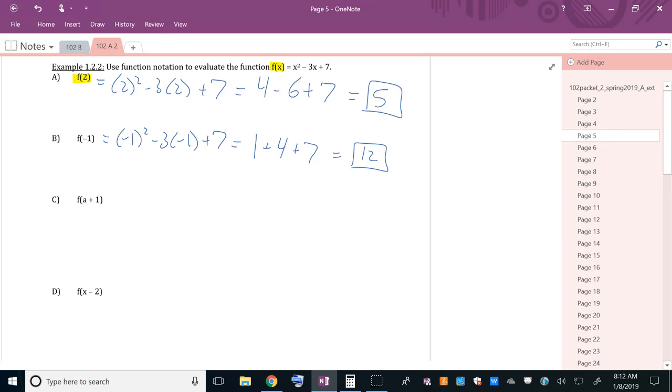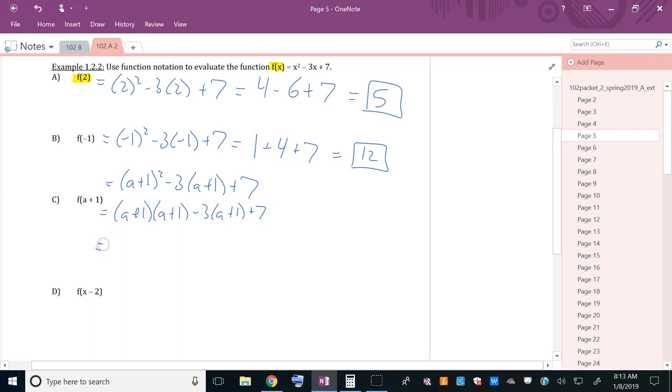Alright, continuing on, I've got the same function, but now I'd like to evaluate f of a plus 1. Now that's an expression, but it's going to look the same. So everywhere I see an a, I replace it with an a plus 1. So to square something out, that means to multiply it by itself. So let's take a step and rewrite that as multiplied by itself.